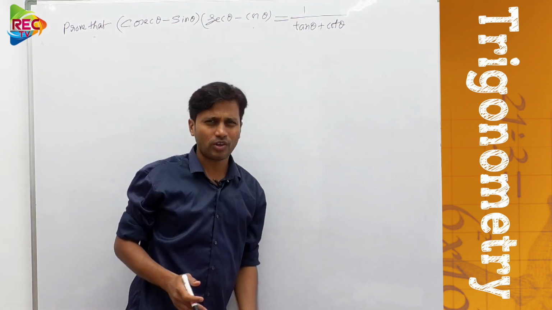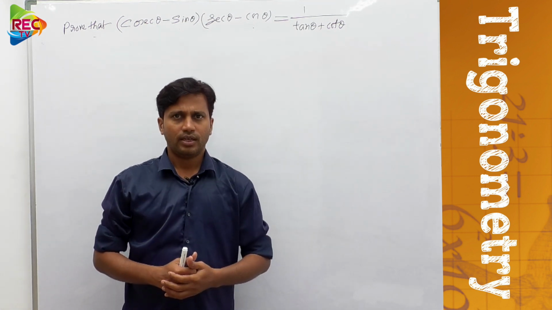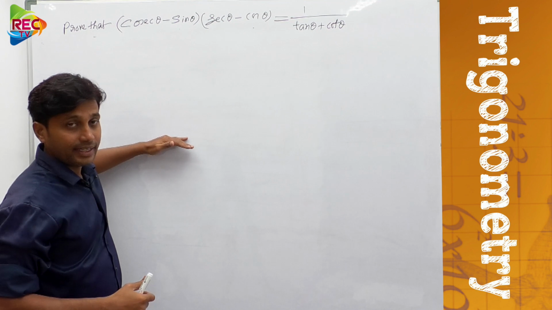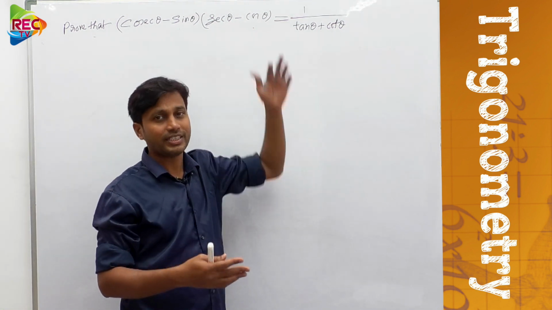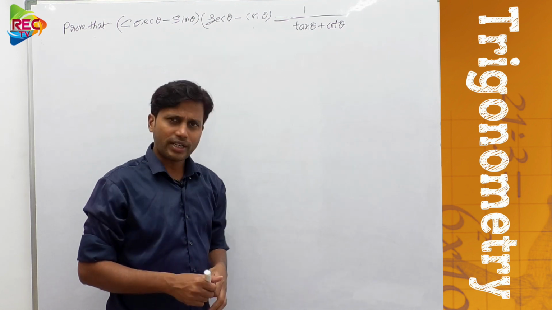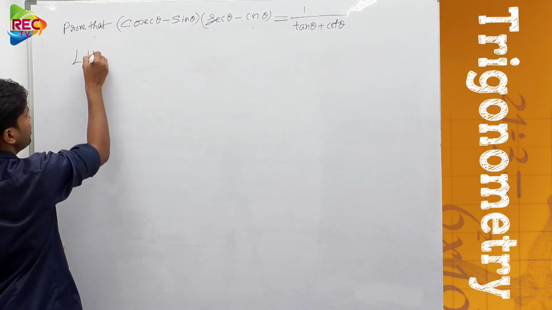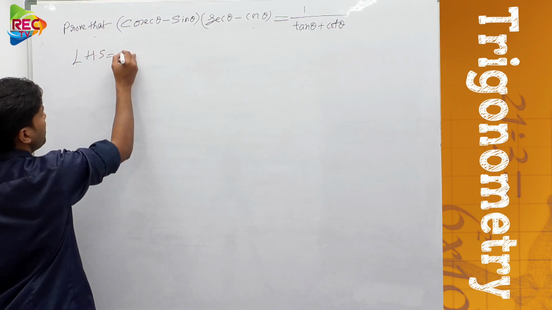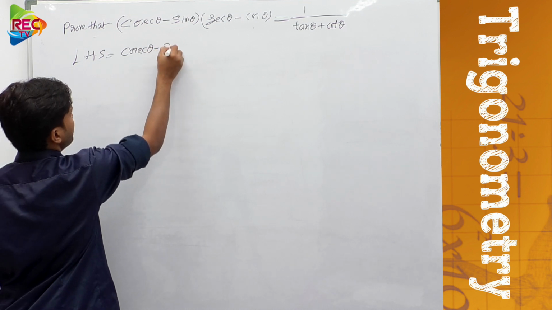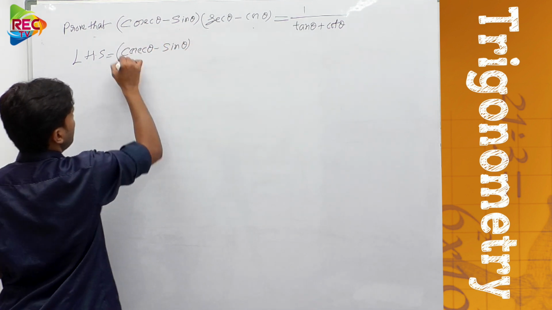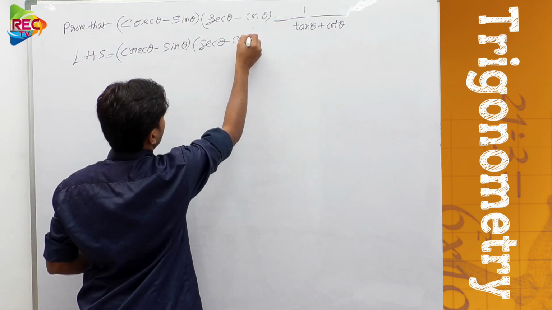This method is already we have done. Now let us do this in a different way. Take LHS separately and take RHS separately. If you are getting the same value, these two are equal. In that way also we can solve it. So let us solve it in that way. Take the LHS part. What is the LHS part? Cosecant theta minus sin theta into secant theta minus cos theta.